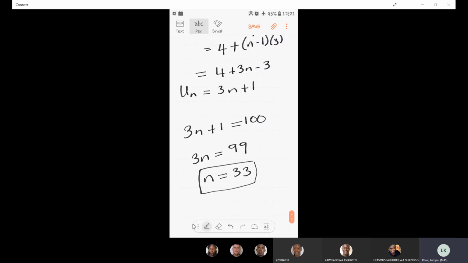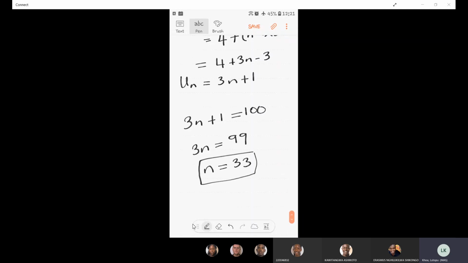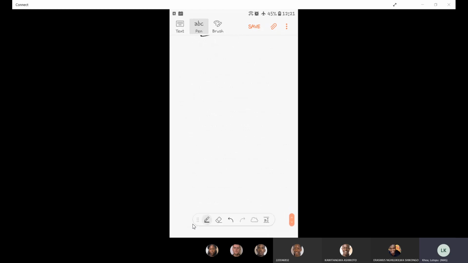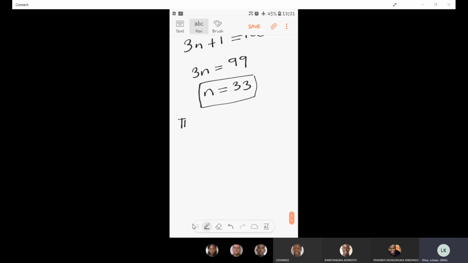So if n is equal to 33, it means in my sequence I have 33 terms, because when n is 1, I have only one term. When n is 2, I have 2 terms. When n is 3, I have 3 terms. And here when n is 33, it means I have 33 terms. So the sequence has 33 terms, and that's it.